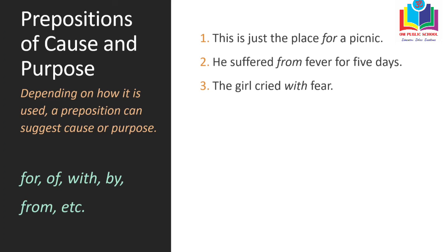Okay? Right. The last type of preposition that I will tell you is preposition of cause or purpose. Like, this is just the place for a picnic. He suffered from fever for 5 days. The girl cried with fear. In all of these sentences, prepositions are used before another noun, which is relating it as a cause or a purpose why this thing has happened or occurred.